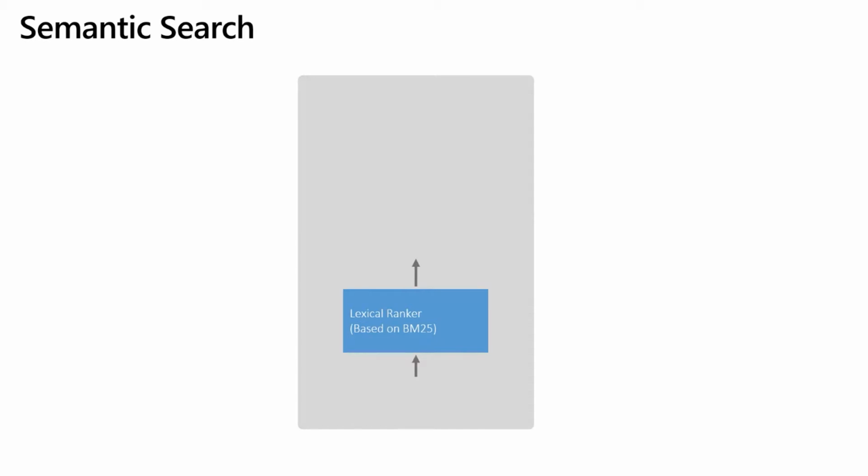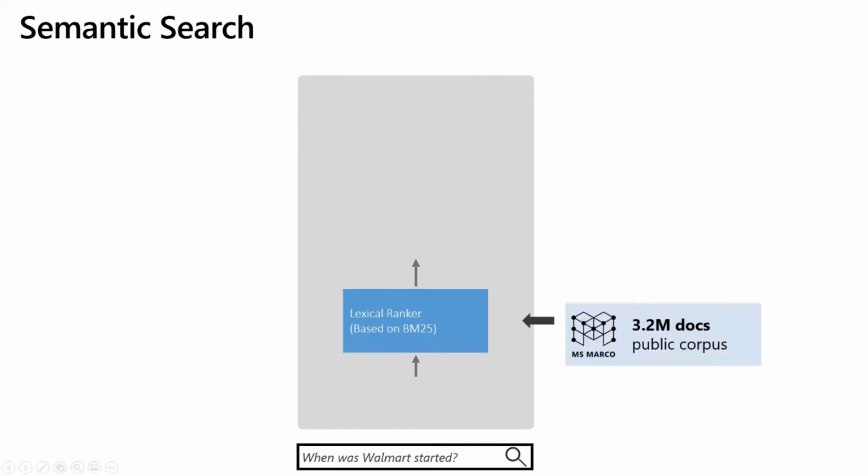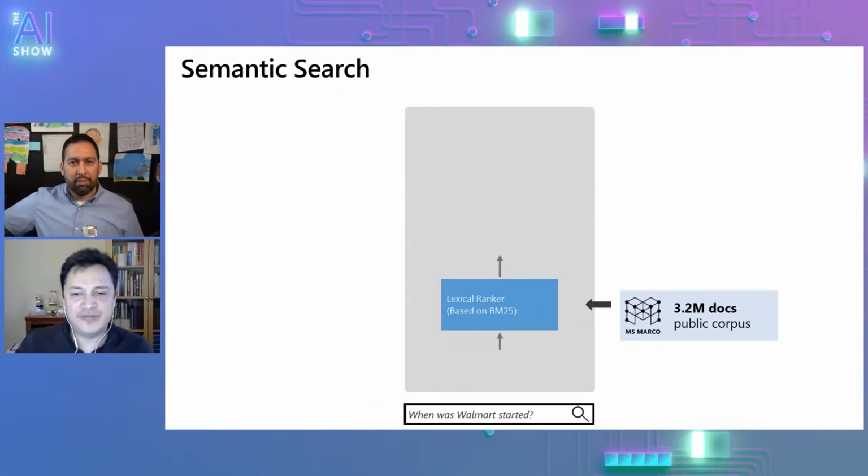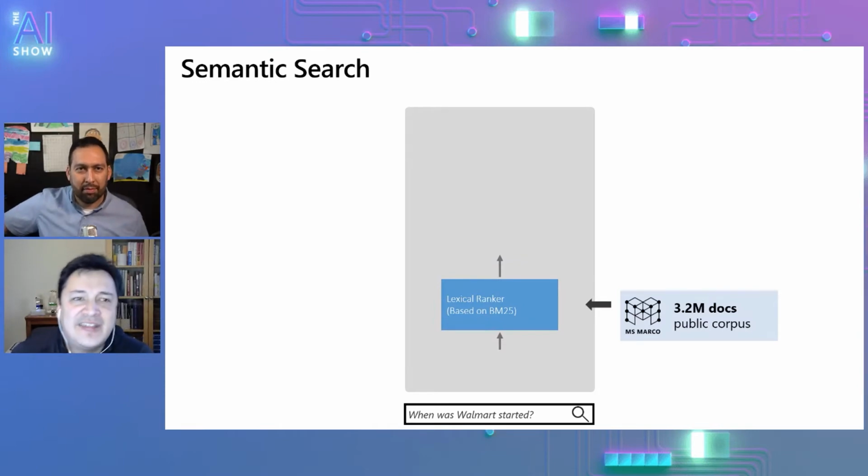Usually you have a query that goes through this, we find the documents, and then we give you the results. So in our case, let's say that I have a query, when was Walmart started, right? And I have a corpus of information. In this case, I am going to use a corpus that has 3.2 million documents. It's a big, complex corpus. It's very likely to have a bunch of documents that have similar terms to my query.